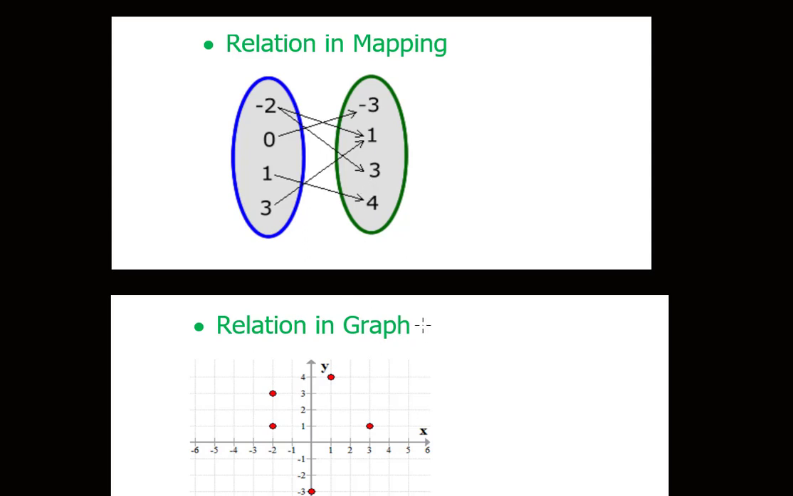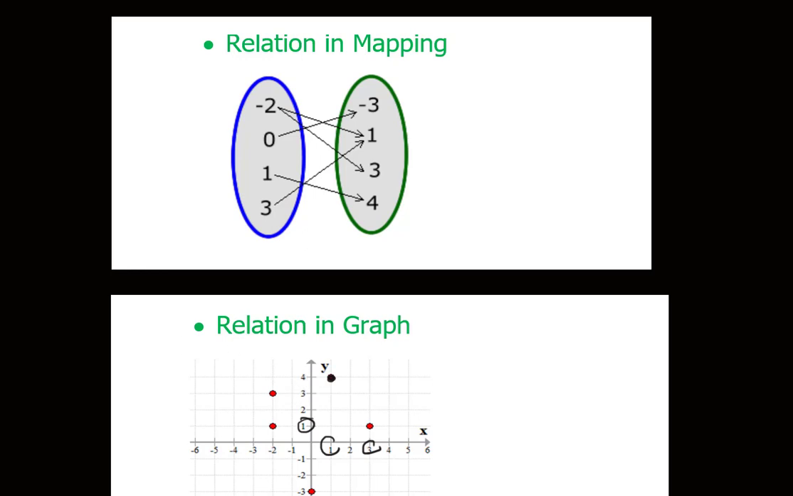The last one is a relation in a graph. As you can see, the x value is 3 whereas the y value is 1. When the x value is 1, the y value is 4, so that's why we have a dot. But when we have -2, it is paired one time with 1 and one time with 3. All are relations, because we only consider a relation from x to y.